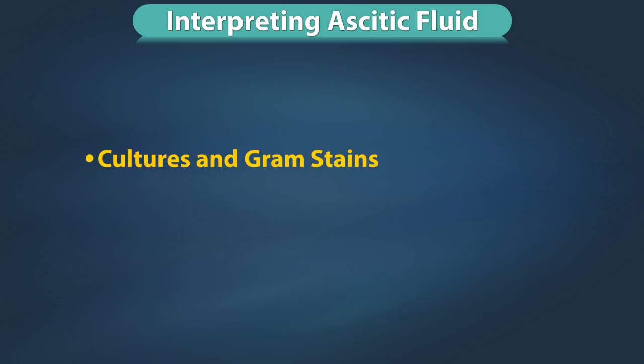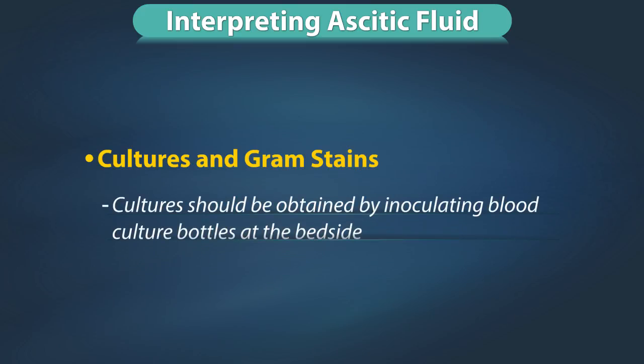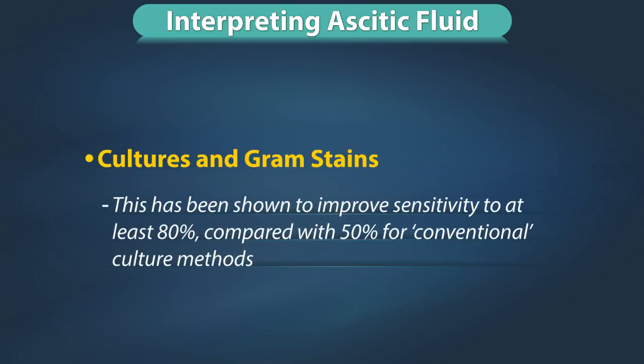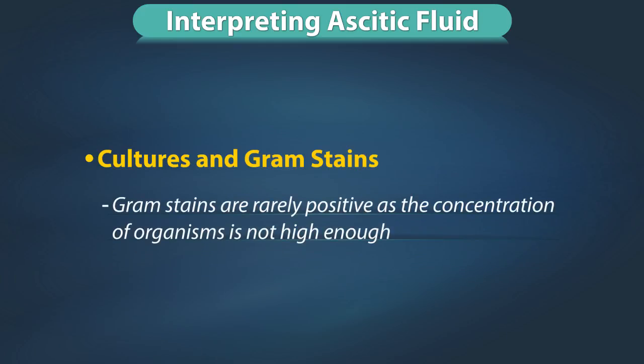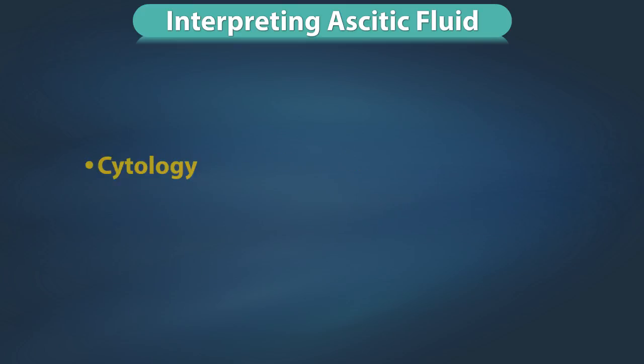Culture and Gram stain. Culture should be obtained by inoculating a blood culture bottle at the bedside. This has been shown to improve the sensitivity to at least 80%, compared with 50% for conventional culture methods. Gram stains are rarely positive as the concentration of organisms is not high enough.